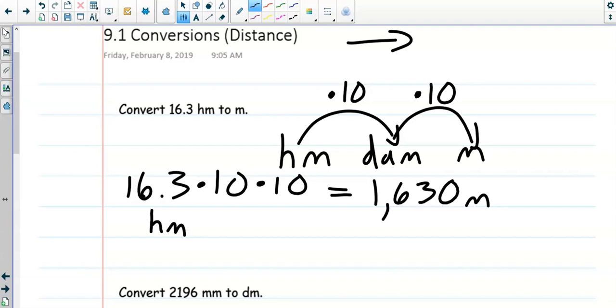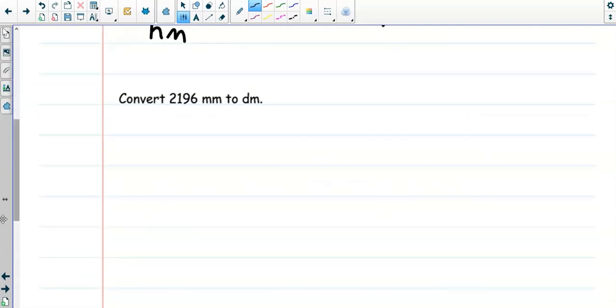So go ahead, try this. I've got 2,196 millimeters. Take it to a decimeter. Pause the video, give it a shot. Okay, so if you look at this, millimeters down here at the end, and then there is the centimeter, and then there's the decimeter. So we are going from a small value to a large value.